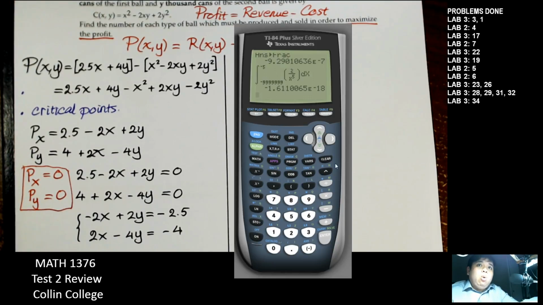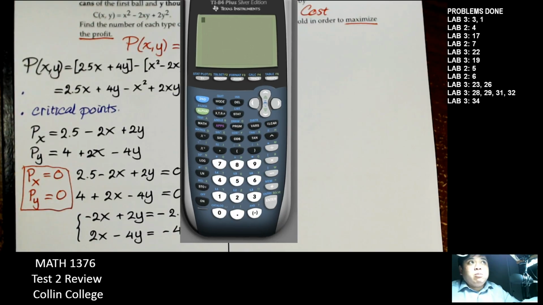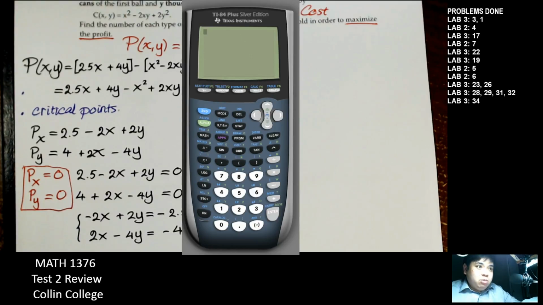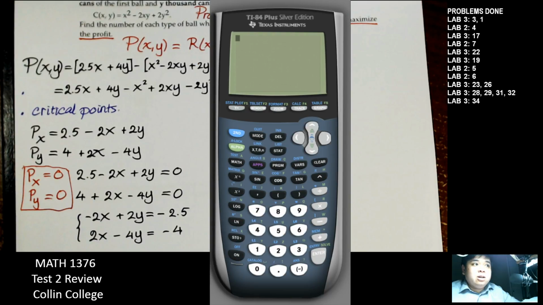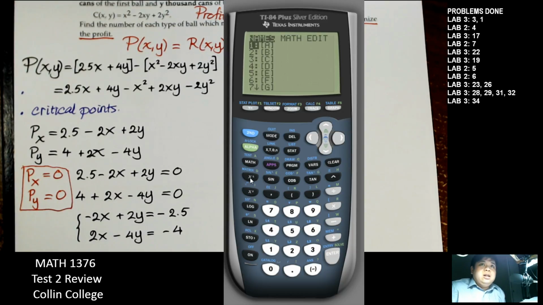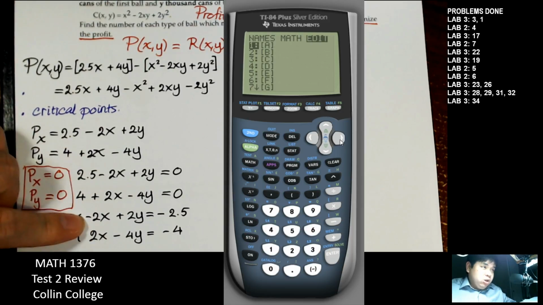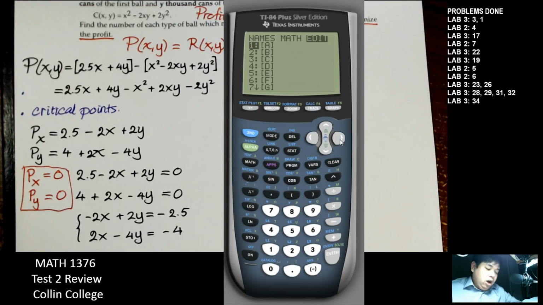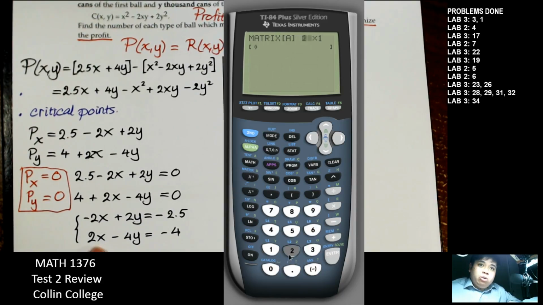Right. What we use is the reduced row echelon form and matrices. Let me try to put this as big as possible. Yeah, that's better. Right. So I'll hit second, matrix. And first I have to enter this in. This is a matrix of 2 rows, 3 columns. So edit 2 rows, 3 columns.